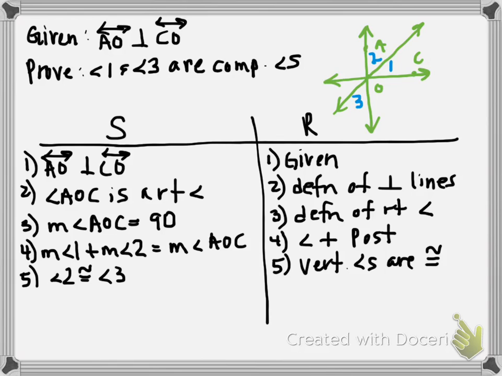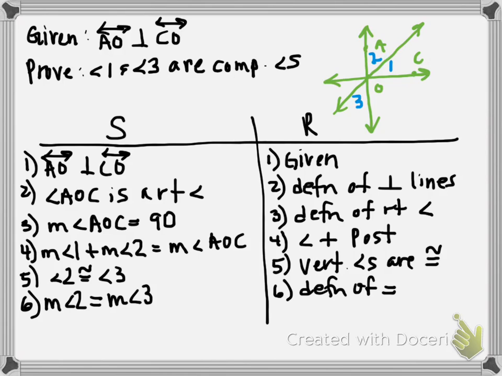Got a couple other things I need to do. Step 5 cannot talk to step 4, because it's an object and everything else is dealing with measures. So I'm going to do that definition of congruence, and I get measure of angle 2 equals measure of angle 3, and that's definition of congruence. So look at all the definitions I'm using in this proof. I've got a postulate and a theorem, and then the rest have been definitions.